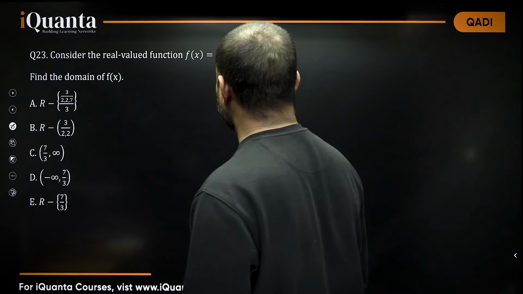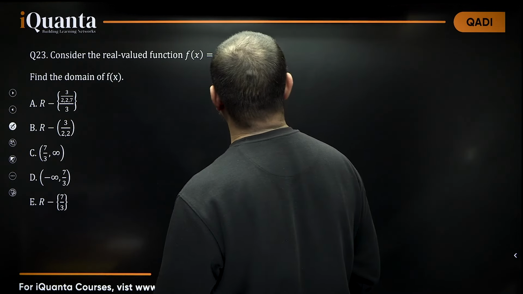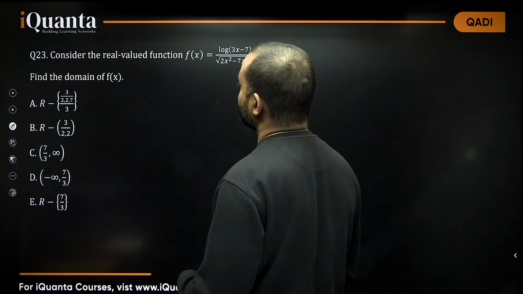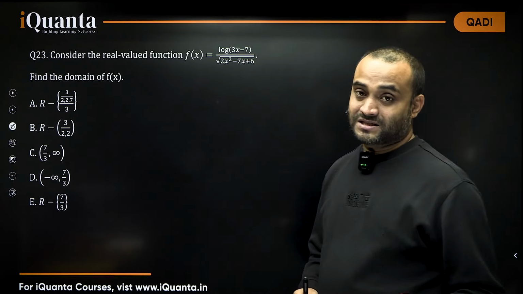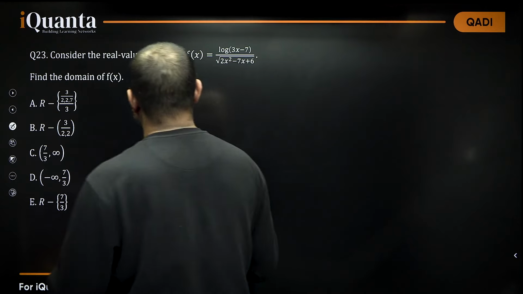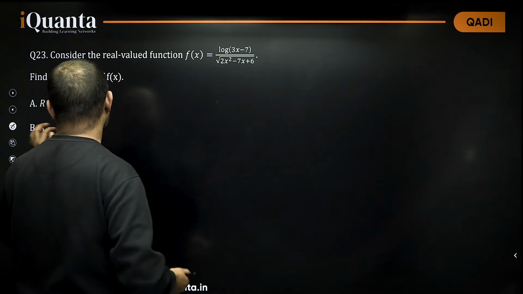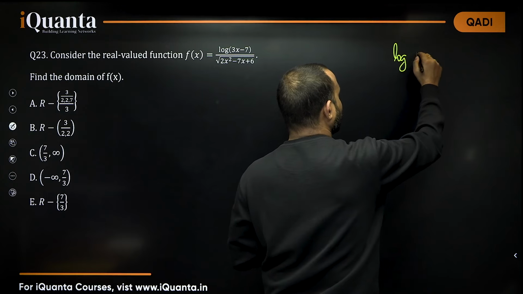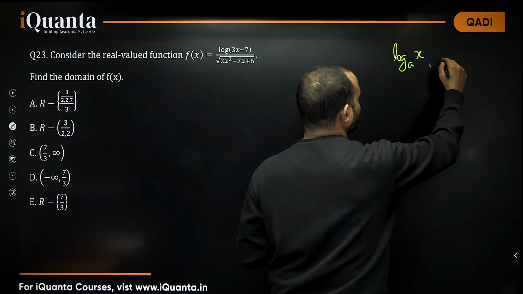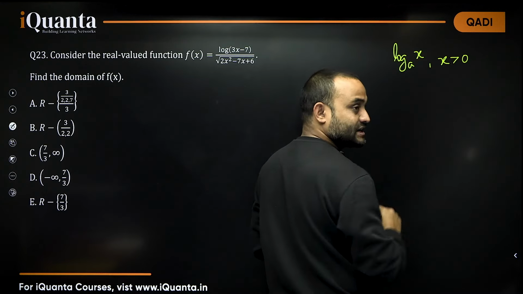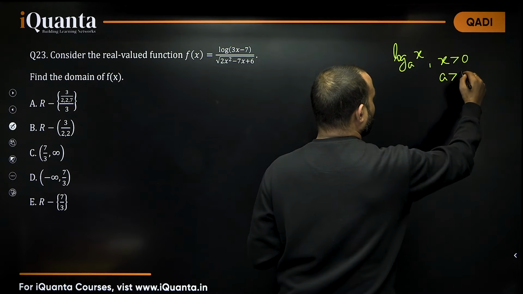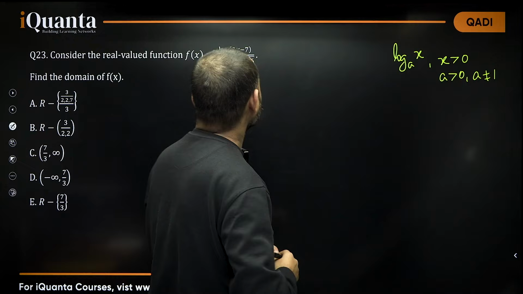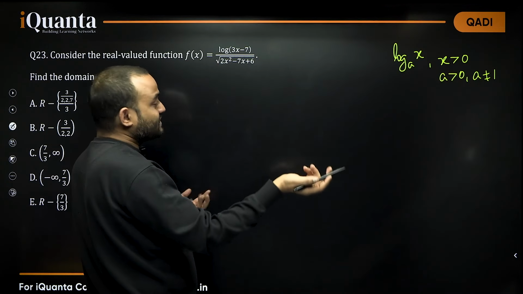Consider the real valued function f(x) is equal to log(3x minus 7) upon square root of (2x square minus 7x plus 6). Find the domain of f(x), meaning what are all the possible values of x that we can take. So in case of log x to the base a, what do we know? That x should always be greater than 0. A should always be greater than 0, and a cannot be equal to 1.